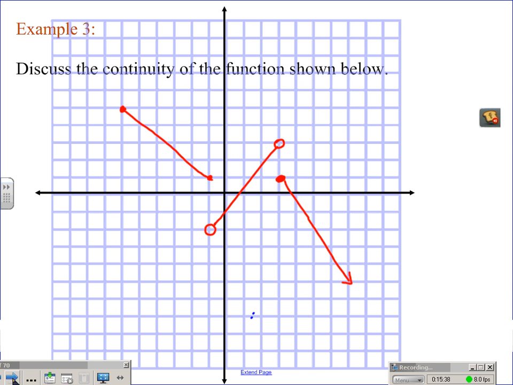So now we're going to look at an example, and we're going to talk about the continuity of the graph that we have here. So first of all, let's just come up with the points where it is discontinuous.